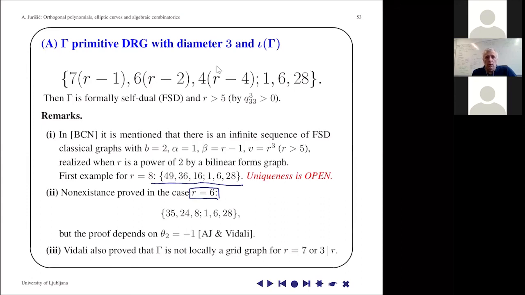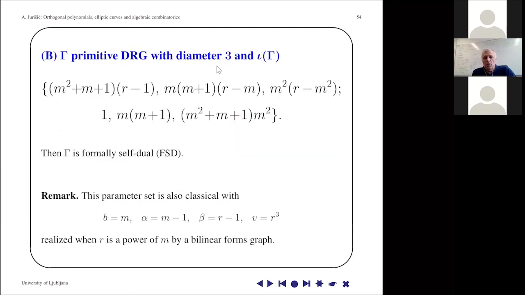Actually, Vidali, this was for some time Vidali's PhD problem, so he proved all kinds of structural things, that these graphs cannot be locally grid graphs when R is 7 or 3 divides R, and so on. But soon, once we talked with Misha Musicuk, we realized that that's actually a more general family.